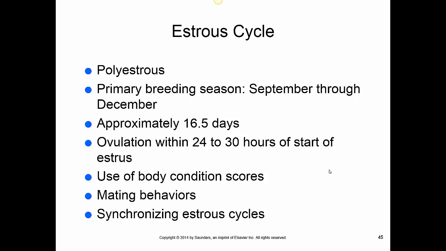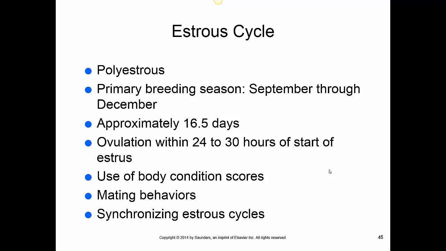In the southern hemisphere they're going to usually breed March through June. Their estrus cycle is about 17 days long, from the end of one estrus cycle to the beginning of the next. And usually ovulation occurs within 24 to 30 hours of the signs of estrus. And usually right after ovulation, estrus is going to stop.